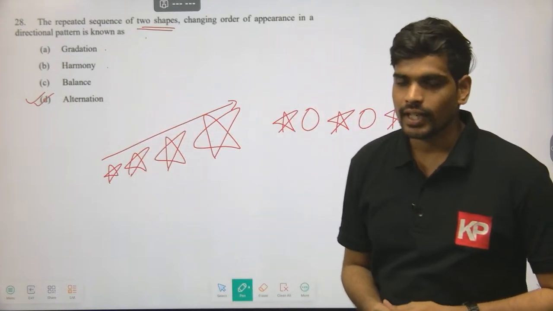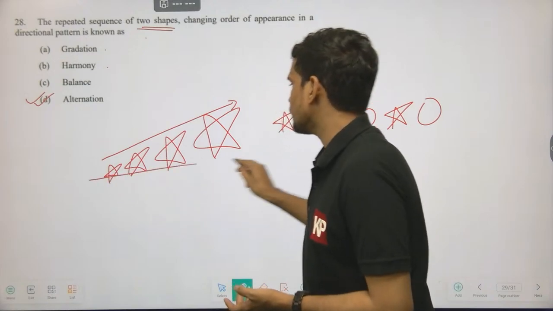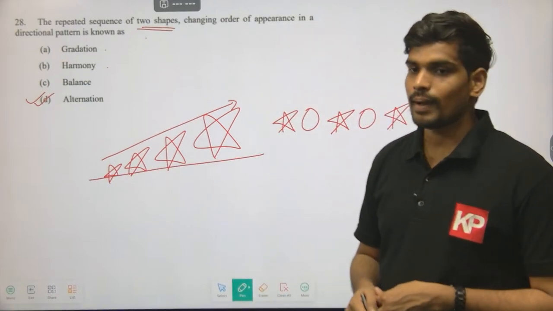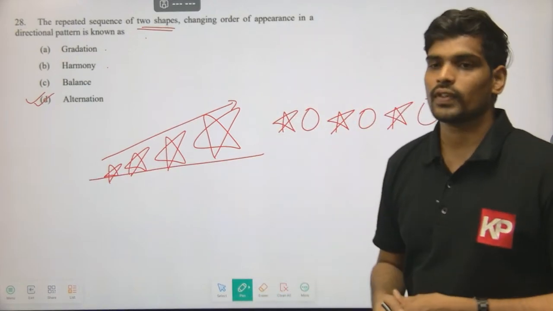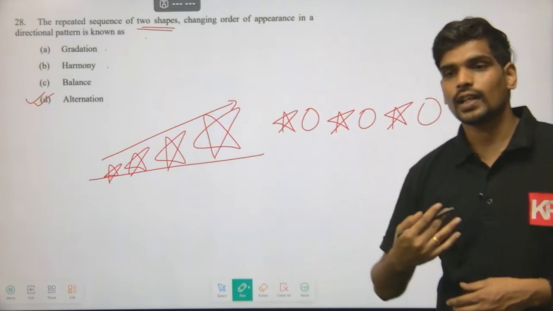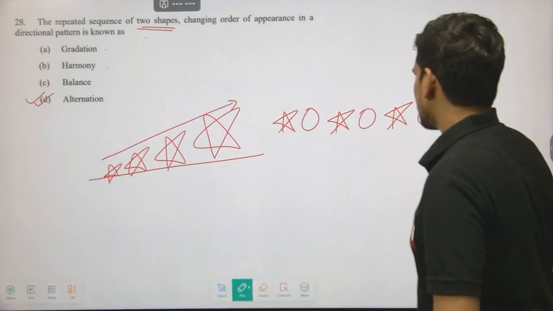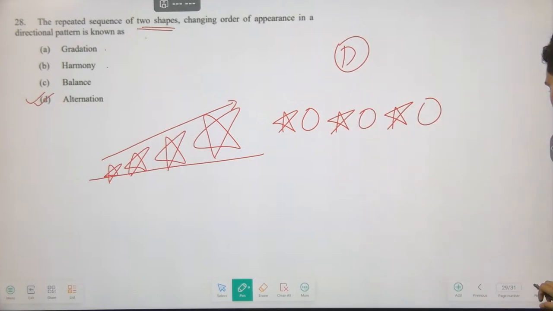Harmony, I told you, harmony and unity are one and the same. Balance is basically symmetrical balance and asymmetrical balance. So these are basically types of rhythm. You have gradation rhythm, you have alternation rhythm. These are types of rhythm, types of repetition. So alternation is the answer. D is the correct answer from the given options.